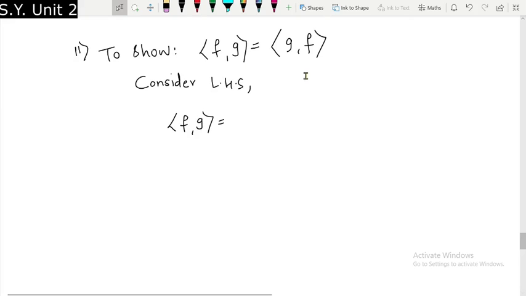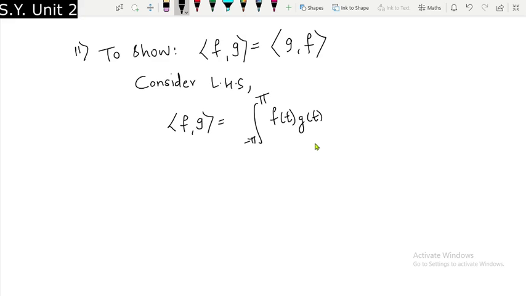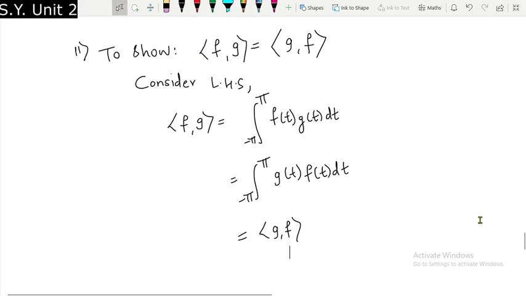Now let us go for the second property. We have to prove that the inner product of f with g is equal to the inner product of g with f. That is also simple. If I start with the LHS, the inner product of f with g will be the integration from minus pi to pi of f of t g of t dt, which will be further equal to the integration from minus pi to pi of g of t f of t dt. Am I right? I have just changed the order, and it is exactly the same as the inner product of g with f.